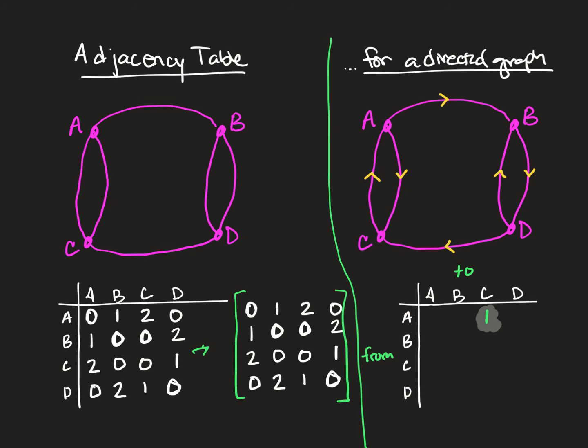If, however, I was looking at this spot right here, from B to A, that doesn't exist. The arrow is going in the other direction. It wants me to travel this way. So that does not exist, and it is a 0. That is different, of course, than what we had over here, where we did have a connection because there was just an edge going between them.